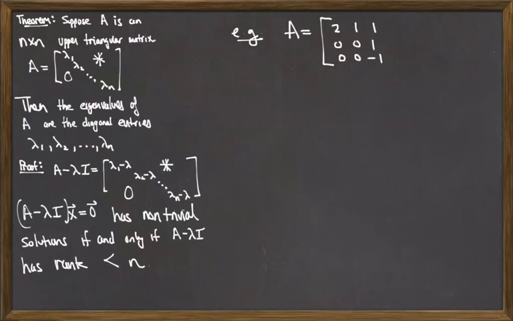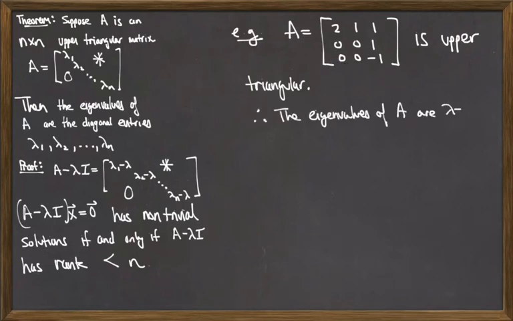Let's look at a quick example here. I'm going to take A to be this upper triangular matrix. Notice my diagonal entries are 2, 0, and minus 1. You're allowed to have zeros along the diagonal. All the non-zero entries are above the diagonal, and everything below the diagonal is 0. So this is indeed upper triangular. Therefore, the eigenvalues of A are my 2, 0, and negative 1 that I read along the diagonal.